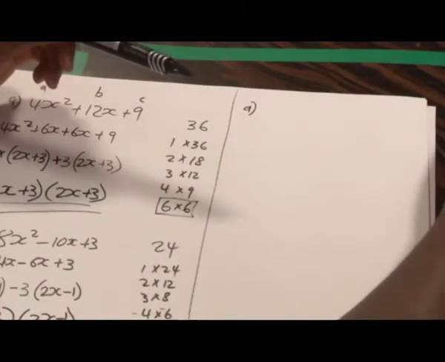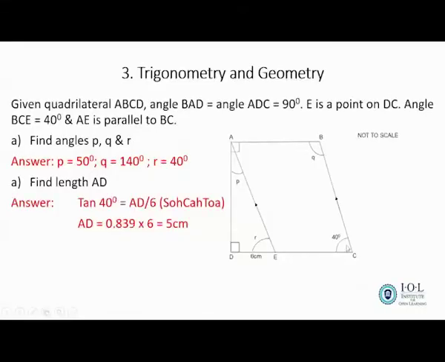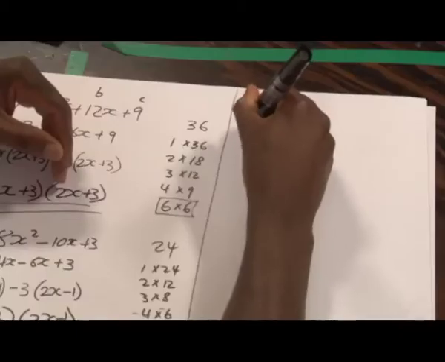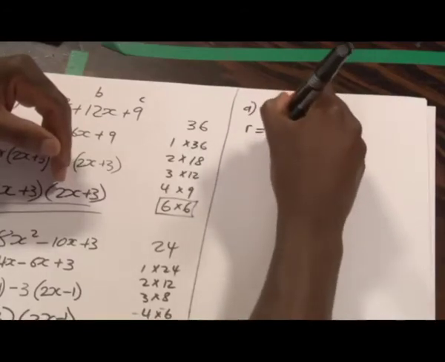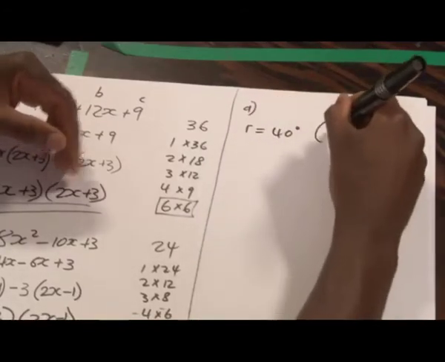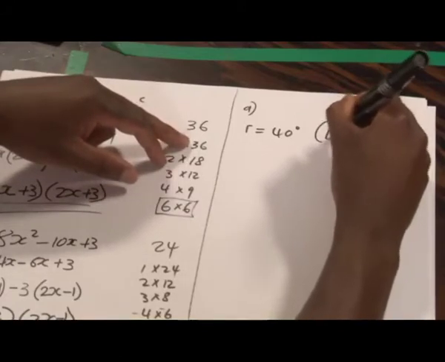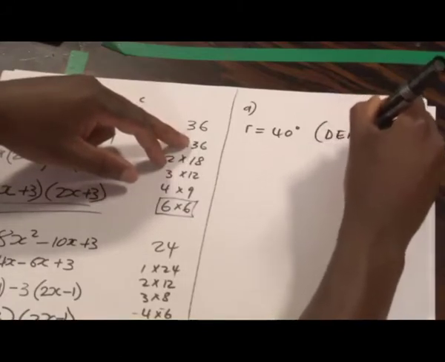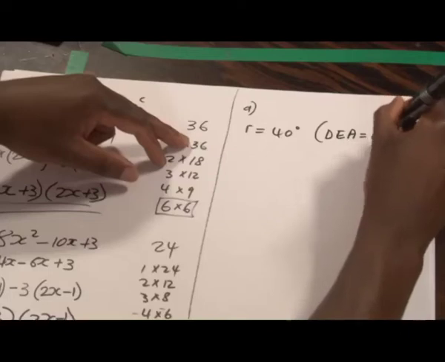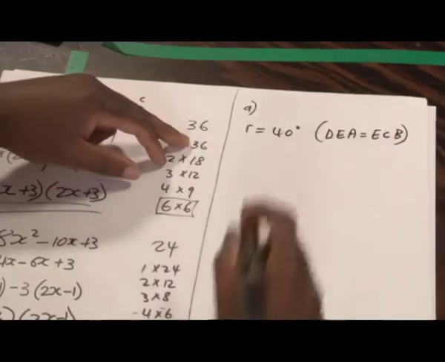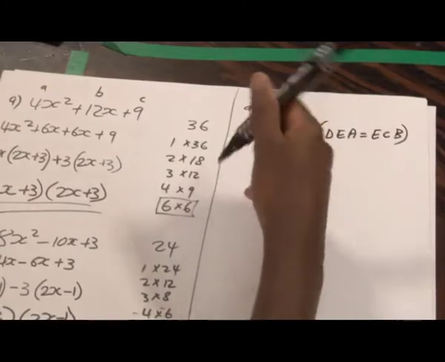You are asked to find R. Of course, these are two angles within lines that are parallel to each other. Basically, it means that these two are the same. So angle DEA is equal to ECB. That's why you start with that one. R therefore will be 40 degrees, because angle DEA is equal to angle ECB, which is 40. Then we know that R is 40.